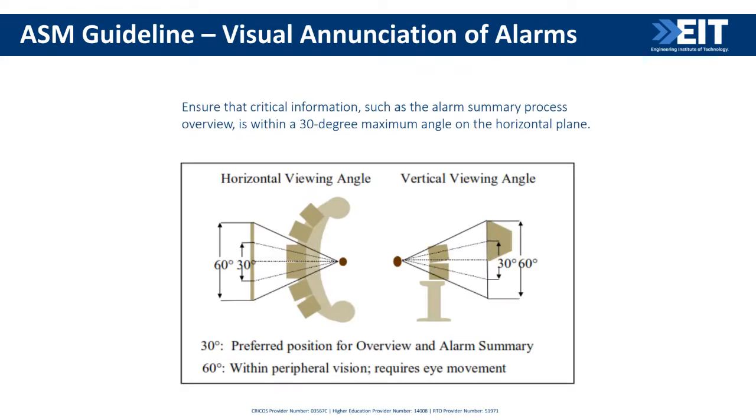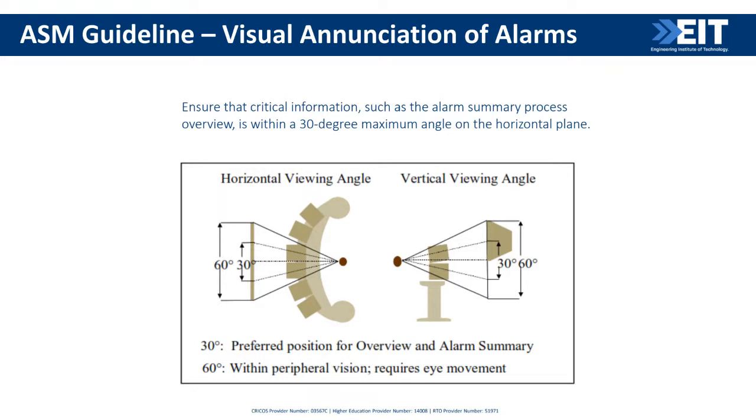So the next one is visual annunciation of alarm. Ensure that the critical information, such as alarm summary and process overview, is within 30 degrees, and also on an angle plane. That is the preferred position where the operator can look at information and digest information.